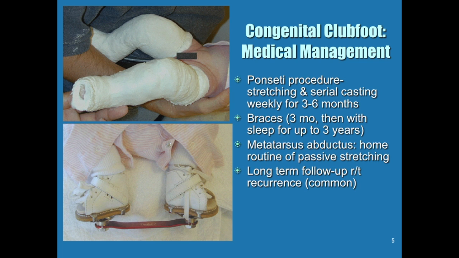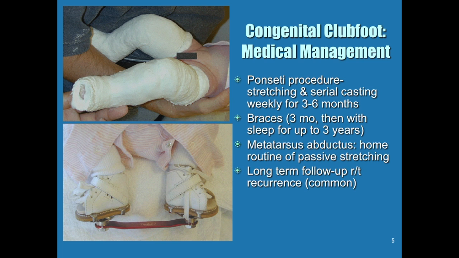Now the child goes into a brace, and that's what's in this bottom picture. So you can see that they have special shoes, and then there's a bar that connects them, and it keeps the foot in the position that they want it to be. So they're going to wear that for at least 3 months, maybe more, and then during sleep, they will wear it until they're age 3.